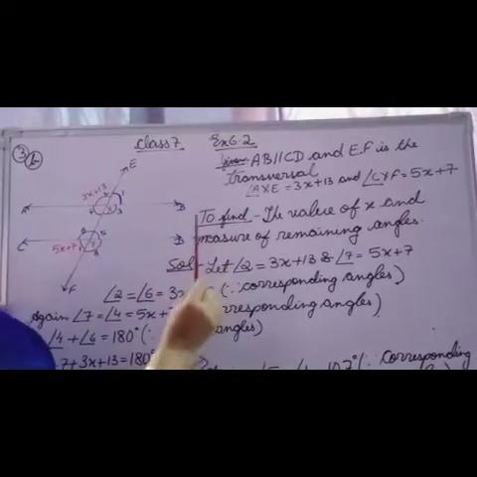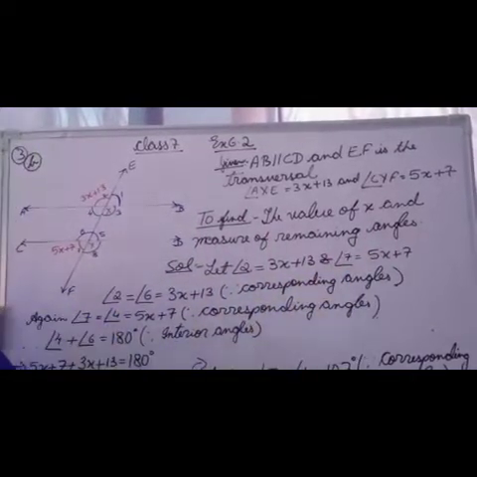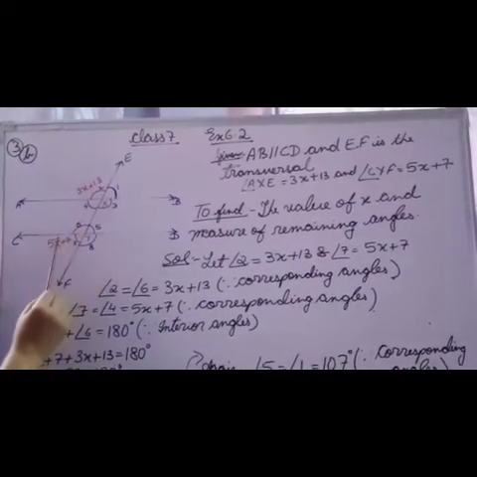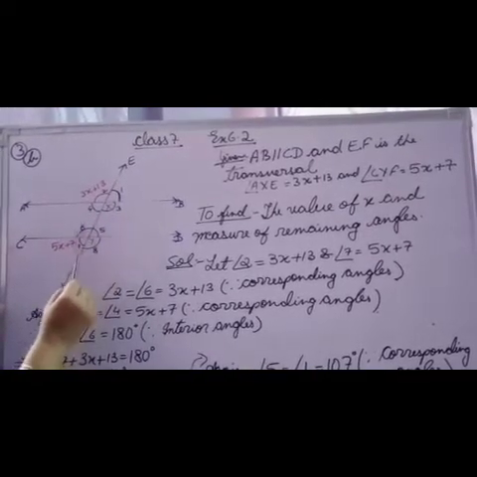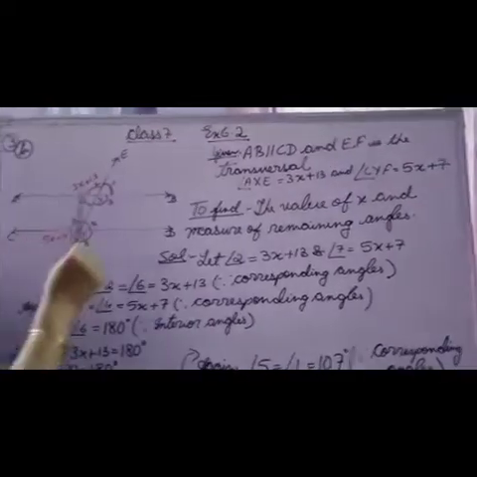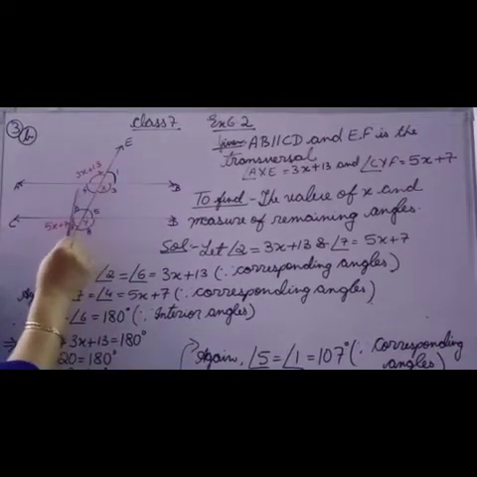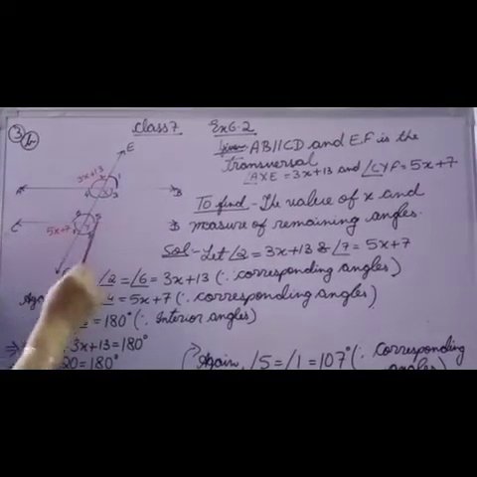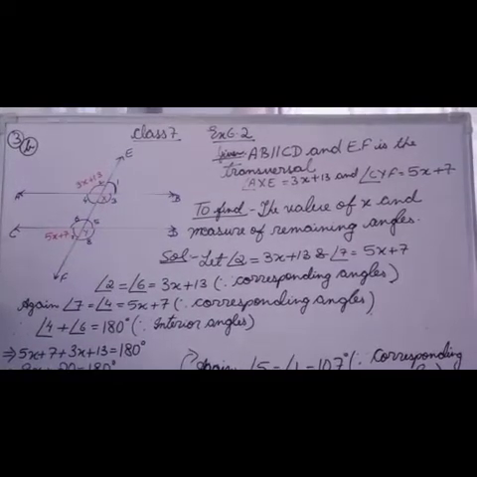What we are asked to find out in the question? The value of x and the measure of remaining angles. So the value of this x, and the measure of all these remaining angles. So here I have named all the angles as 1, 2, 3, 4, 5, 6, 7, 8. So when you have to find too many angles, you just number it up. So that is very good and very easy to find out.